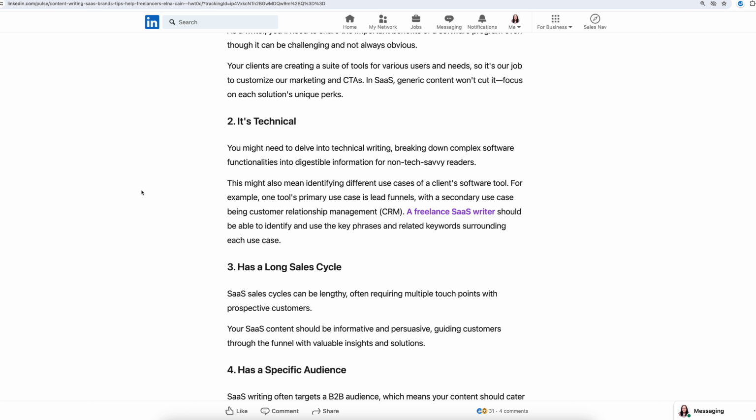As I was mentioning, it is technical, right? You're going to be breaking down complex software functionalities so that it's easier to digest when someone is reading it, that maybe isn't as tech savvy as you, right? So think about that. When I go to the Tailwind blog, I'm not looking for a user manual breakdown of the steps in a very technical way.